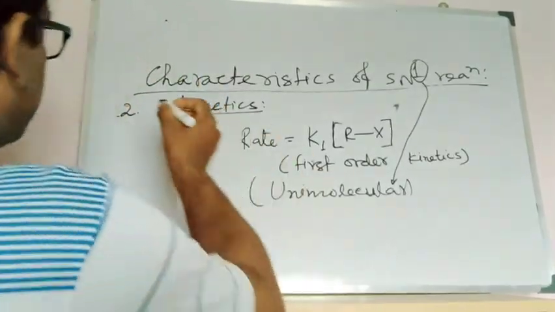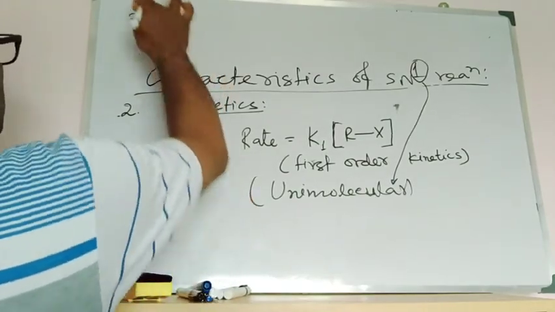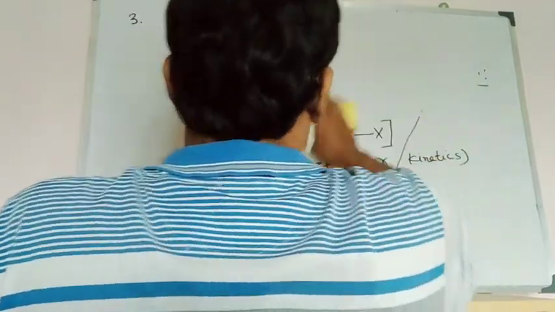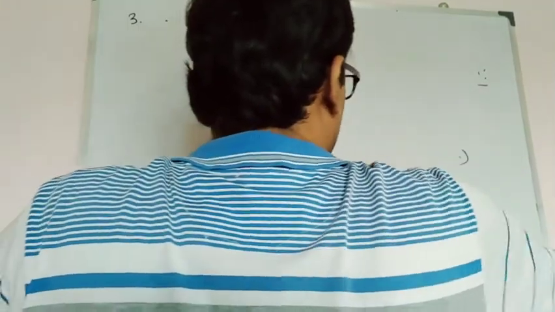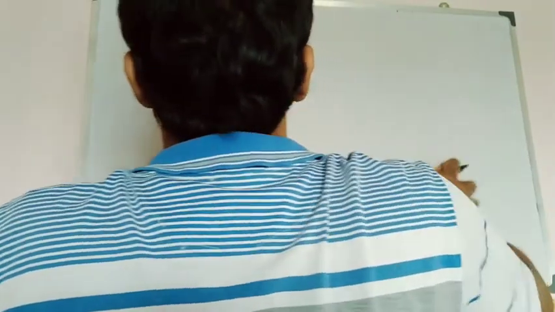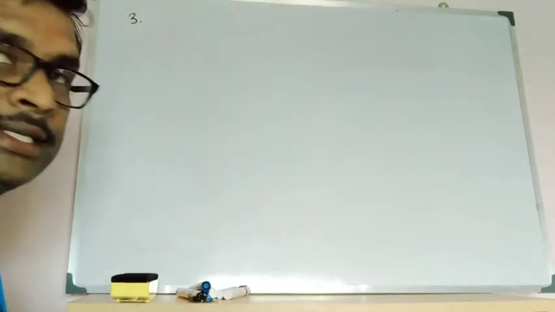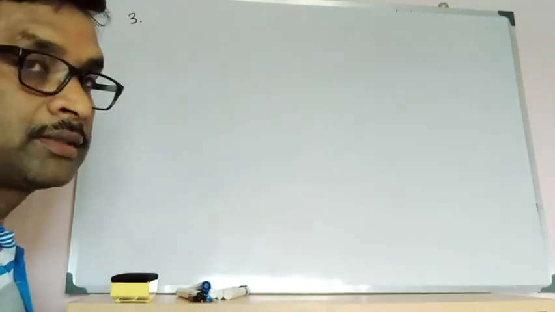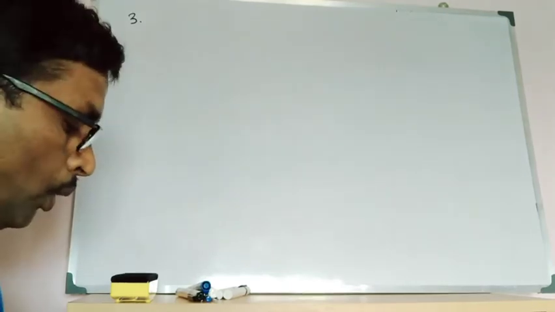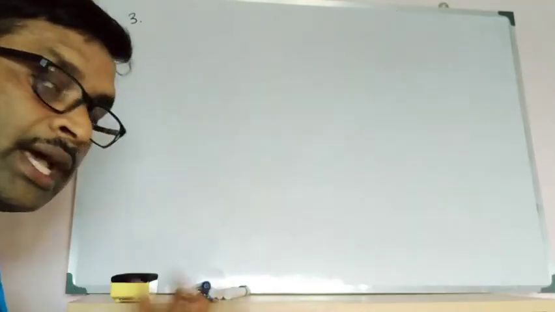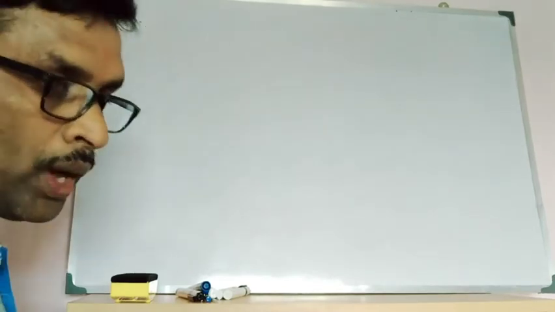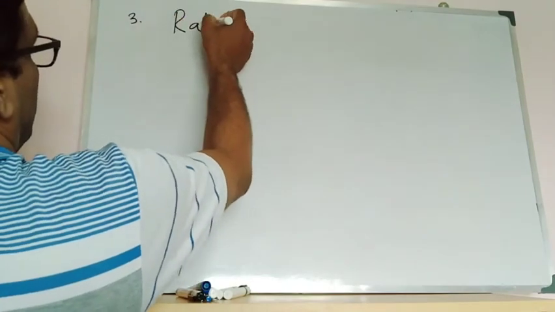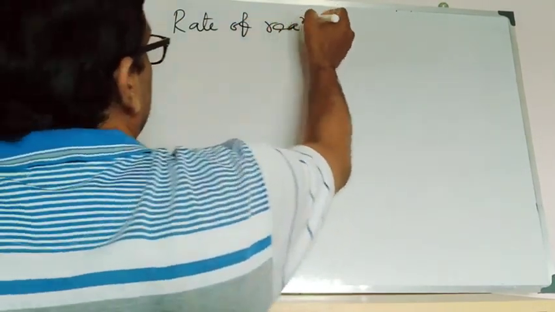Now, number 3, characteristics: the dependence of the rate of the reaction. How will the rate of reaction vary? It is obvious that all reactions may not proceed at the same speed. All SN1 reactions may not proceed at the same speed. Some reactions give a faster rate, while others are much slower. So what does the rate of SN1 reaction depend on?